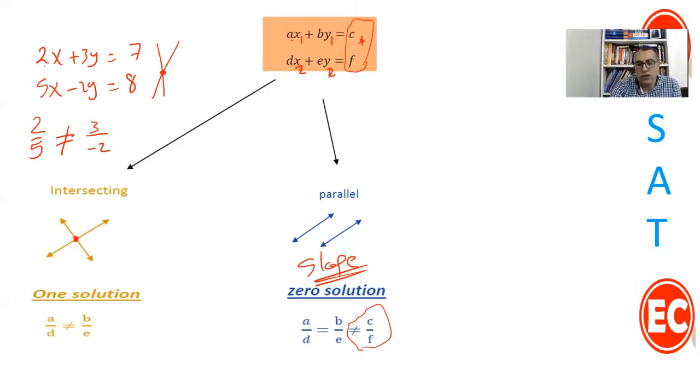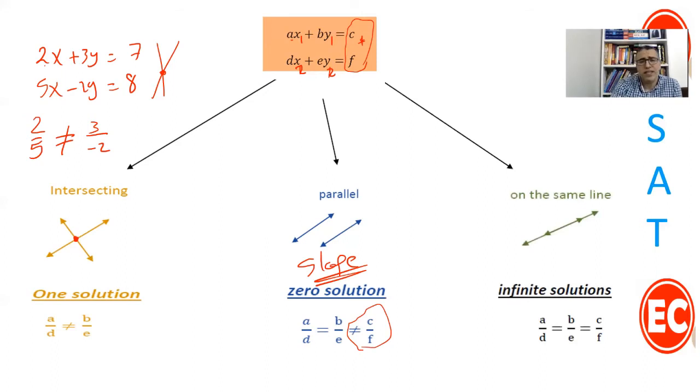Third case: you divide A and D, B and E, C and F, and it gives you the same ratio. If it gives you the same ratio, it means that the two lines are coincident or congruent. In this case, there is not only one solution, there are infinitely many solutions.